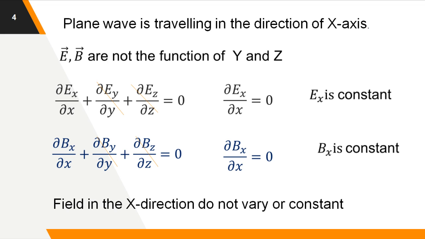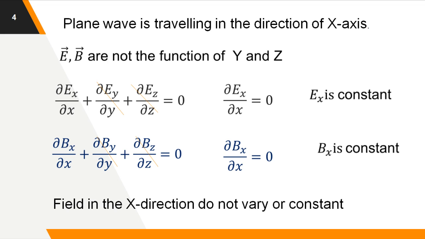But remember what it confirms here: the electric intensity value is constant along the direction of propagation, the x-axis. So the magnetic field value is constant along the direction of propagation, the x-axis. That means Ex and Bx are not varying in the direction of propagation. So if Ex and Bx are not varying in the direction of propagation, naturally, for the electromagnetic wave to propagate, the electric field and magnetic field should vary in a direction perpendicular to the direction of propagation.